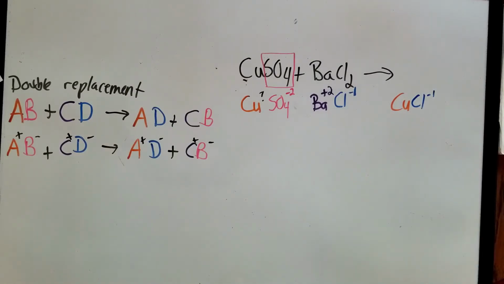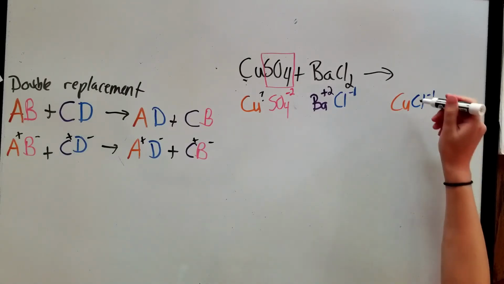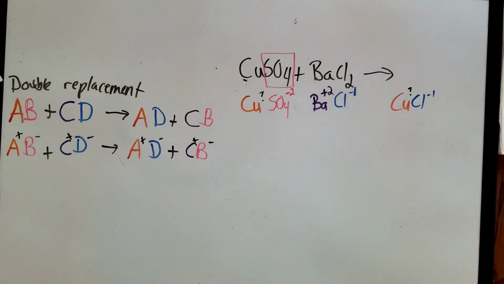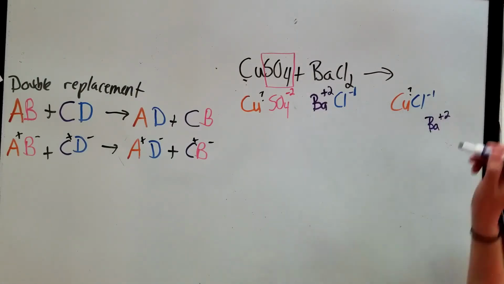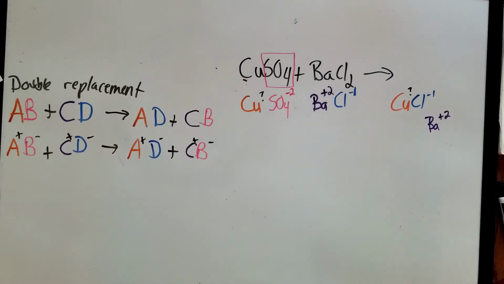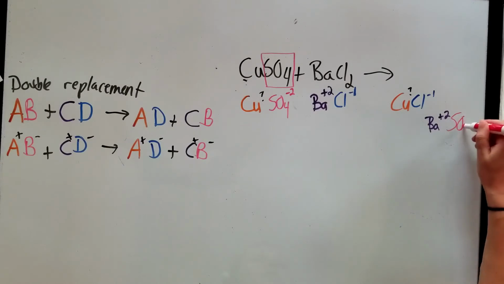Okay, so that leaves barium and the sulfate ion. With barium and the sulfate ion, they're obviously going to be together because they're the only two left, but which one's going to be first? Are we going to put barium first or sulfate? We're going to put the barium first because the metal, the positively charged ion, is always listed first, and then the non-metal portion.